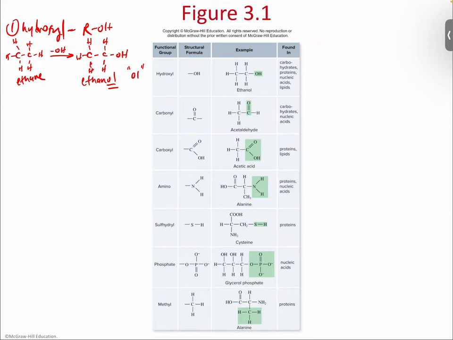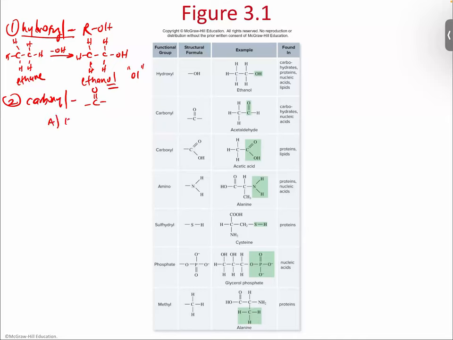Okay, so those are hydroxyl groups, and they form the alcohol groups. The other one is the carbonyl. Now, this is an important one. This is a situation where you have a carbon double bonded to oxygen. And there's two different versions of this. That's why I want to finish this out, right?